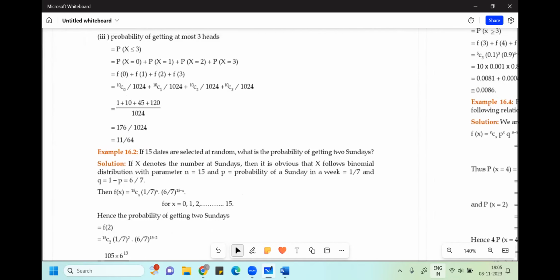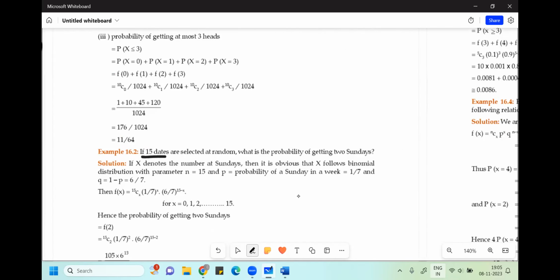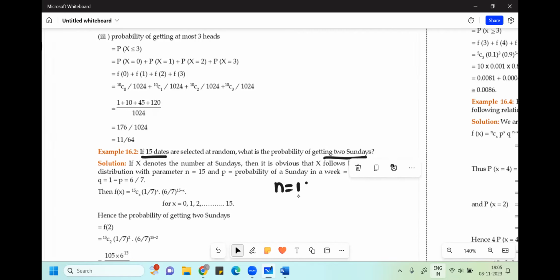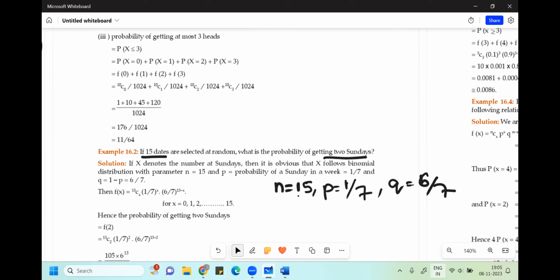Okay. So if 15 dates are selected at random, what is the probability of getting 2 Sundays? Here your n will be equal to 15. Probability of getting a Sunday is 1 by 7. Probability of not getting a Sunday would be 6 by 7. So what is the probability of getting 2 Sundays?